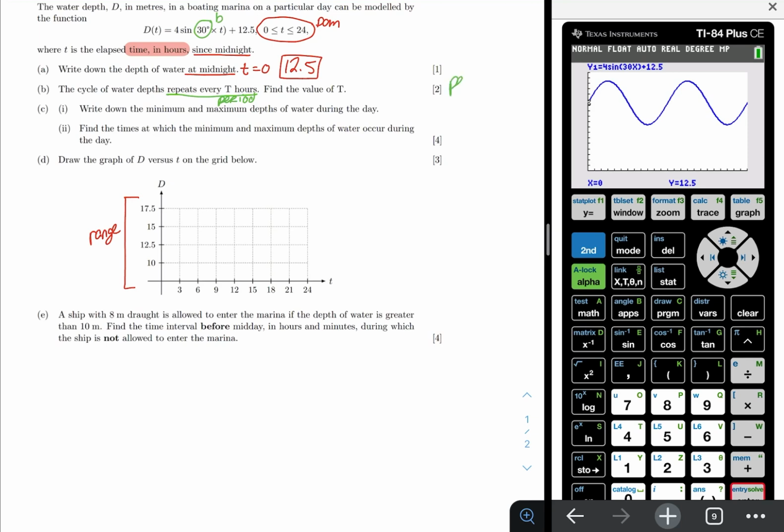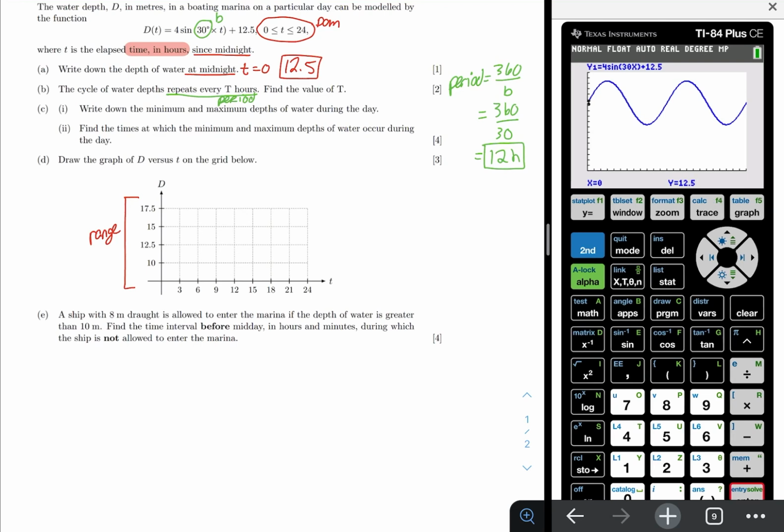So therefore the period is always going to be 360 divided by b. So my period is going to be 360 divided by 30. So we're going to get that this period is 12, right? So it's going to take 12 hours to repeat one full period. And you could have done that as well by looking at the graph and by looking from a maximum to a maximum, a minimum to a minimum, and you would get that the time between those two would be 12.